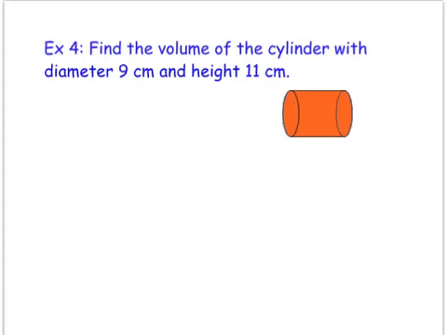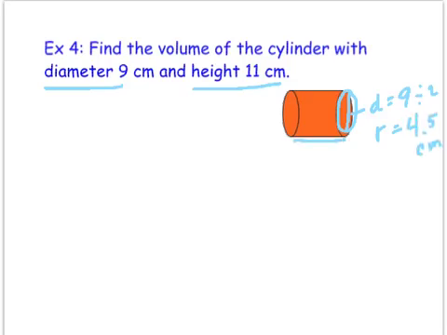Okay, our last example. It says find the volume of the cylinder with a diameter of 9 and a height of 11. Well, the first thing I'm going to do is label. My little can is on its side. So if you look right here, this is where our circle is, so I know that's where our diameter is going to be. So my diameter equals 9. Well, is that what I need? No, I need my radius. So I'm going to divide that by 2, and I get my radius equals 4.5 centimeters. And even though it's lying down, that is my height. So my height equals 11 centimeters.